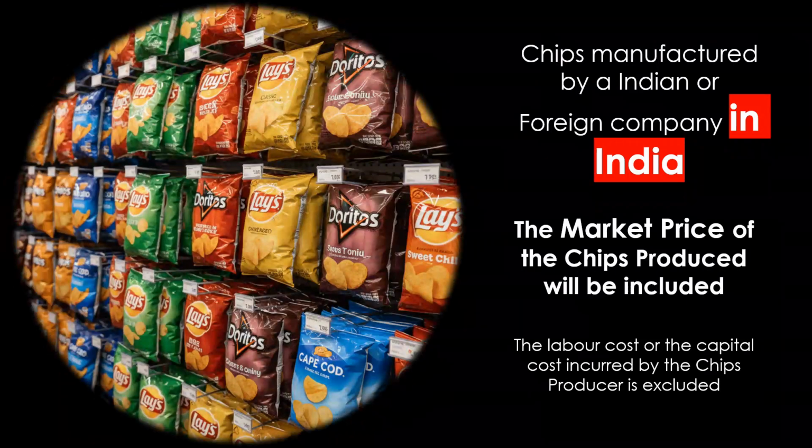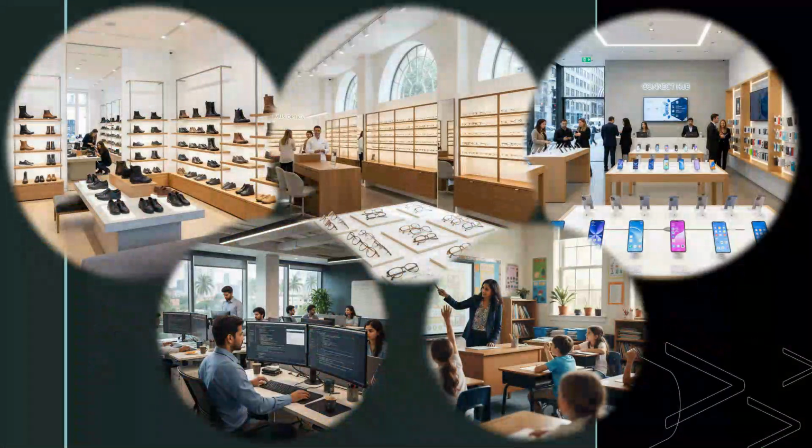Next, another example, the chips that are manufactured. It does not matter whether the chips are manufactured by an Indian or a foreign company, but it should be manufactured in India. Therefore, it is called domestic, gross domestic product. Next, there are many examples like the shoes that are manufactured, spectacles, the cell phones, or these are goods that are manufactured.